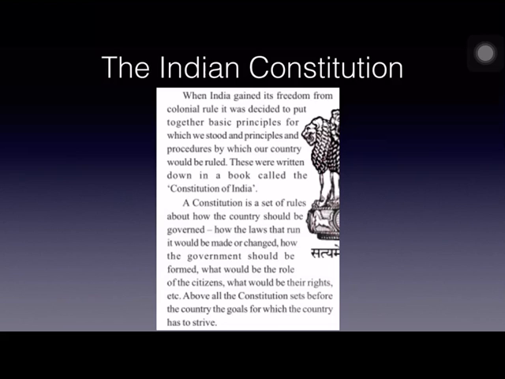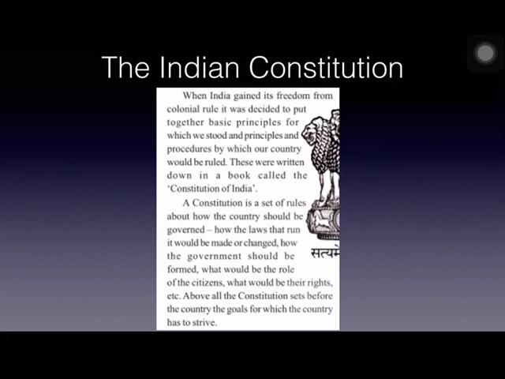And they wanted the people themselves to rule the country with the help of elected representatives. That is to say, they wanted democracy to be established in India. During the British rule, the Britishers followed a constitution which was prepared by the Britishers only. After independence, it was decided to have a constitution of our own, prepared by ourselves. To achieve this, the basic principles for which India stood, and also the procedures and principles by which our country should be ruled, were put together and written down in a book which was called the Constitution of India.